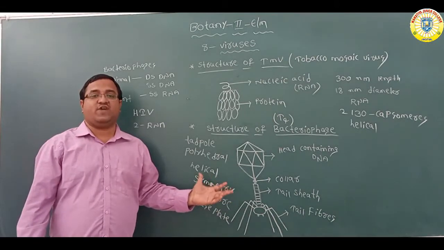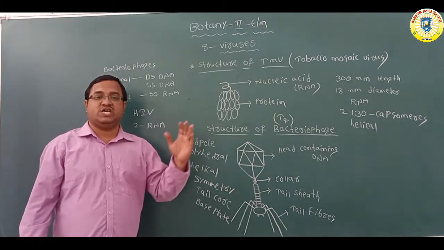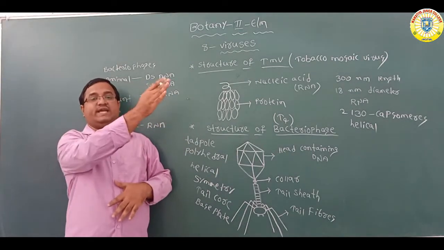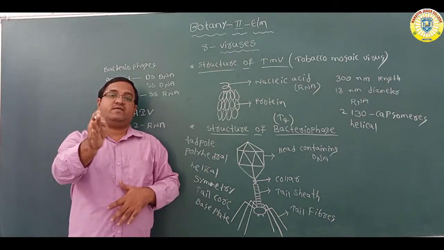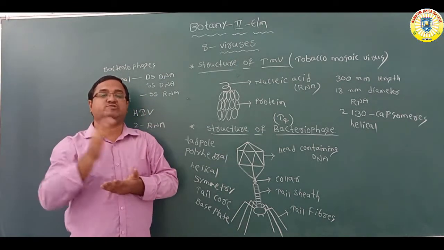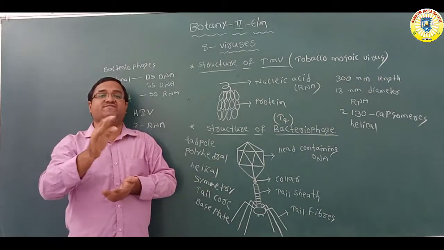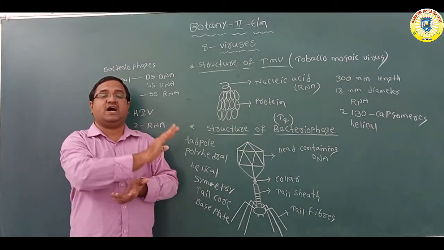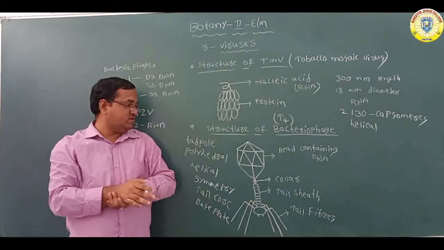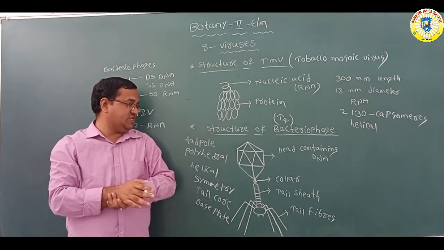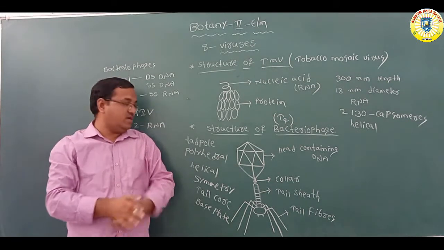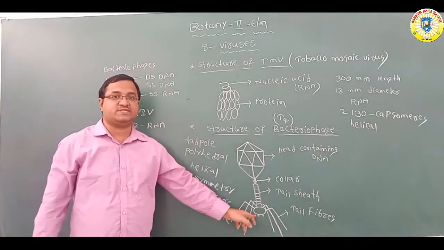Tail fibers, tail sheath. The tail sheath is the aid which is very useful for inserting the bacteriophage DNA into the host cell. Tail fibers are very useful for attaching the bacteriophage on the surface of the host cell. So this is about the functions of the tail sheath and tail fibers. Okay, tail core is there. Here the base plate is very useful for attachment purpose.